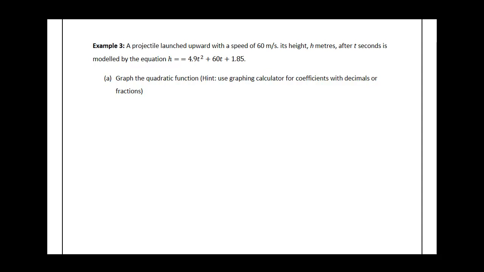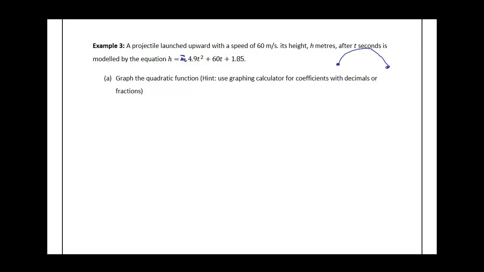A projectile is launched upward with a speed of 60 meters per second. Its height, h meters after t seconds, is modeled by the equation h equals negative 4.9t squared plus 60t plus 1.85. If you remember at the beginning of Unit 3, I did talk about projectiles modeling quadratic functions. For example, if you threw something up in the air in the forward direction, it would go up and hit a maximum height and eventually come down and land somewhere.